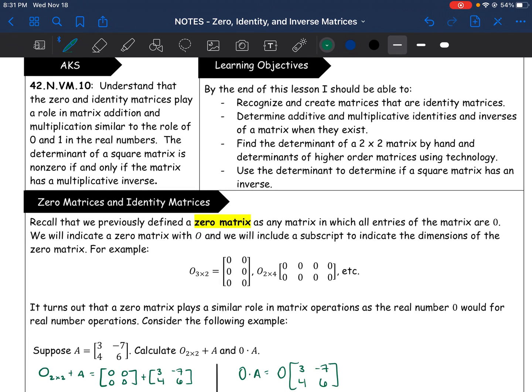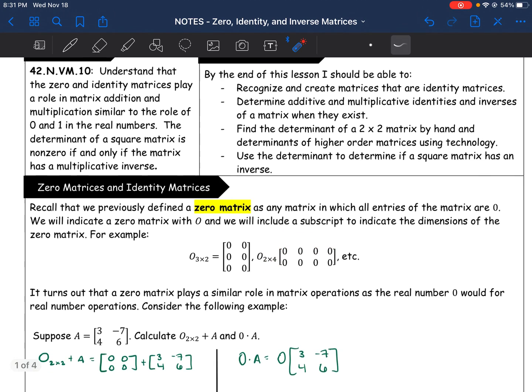Recall that previously we defined a zero matrix as any matrix in which all entries of the matrix are zero. We will indicate a zero matrix with an uppercase O, and we will include a subscript to indicate the dimensions of the zero matrix. For example, if I say O subscript 3 by 2, this means we have a zero matrix that has 3 rows and 2 columns. Or if I say O subscript 2 by 4, we have a zero matrix with 2 rows and 4 columns.